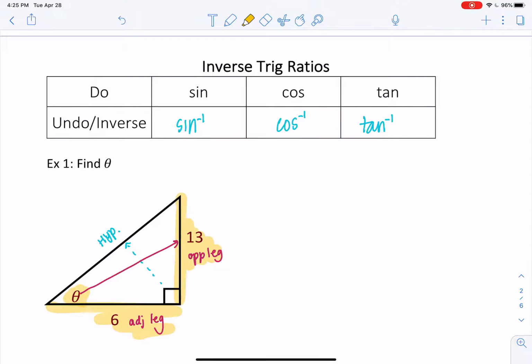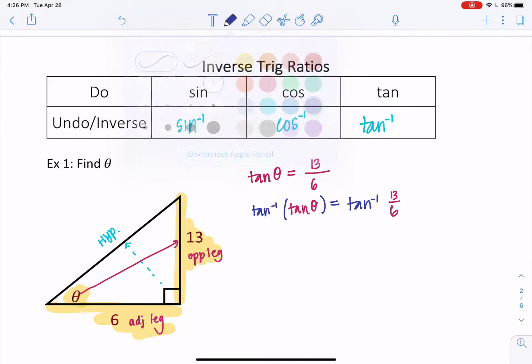So we have opposite and adjacent. That means tangent of theta is equal to opposite over adjacent. Here's where we're going to use inverse tangent. We're going to do inverse tangent to both sides, because what you do to one side, you have to do to the other, to undo tangent. So what happens is inverse tangent and tangent undo each other, and we're left with theta is equal to inverse tangent of 13 over 6.